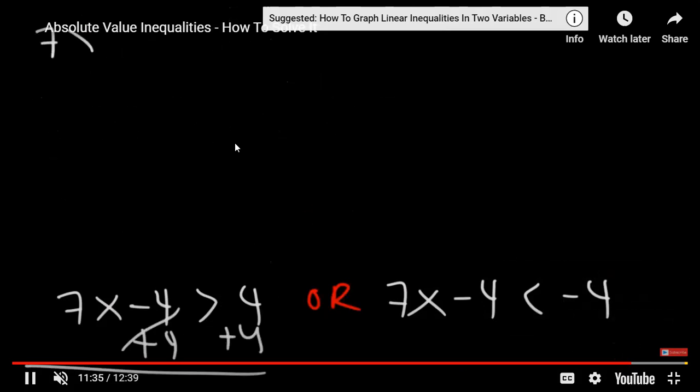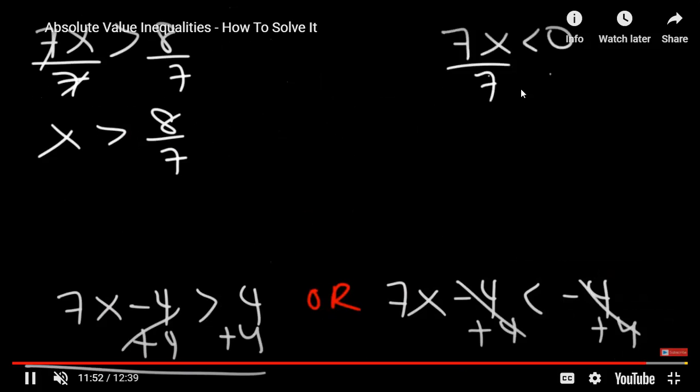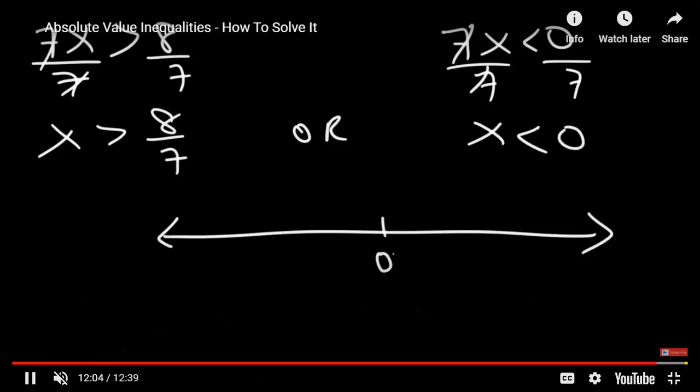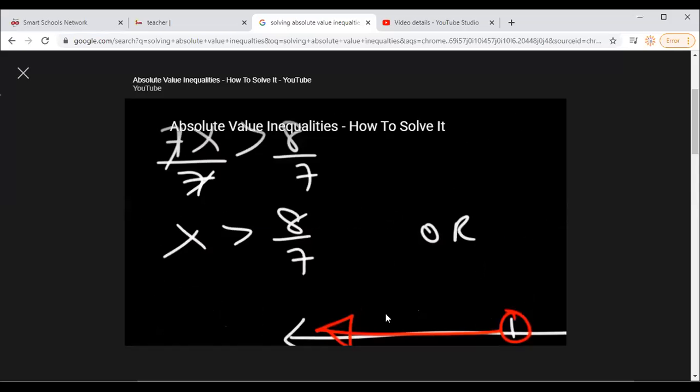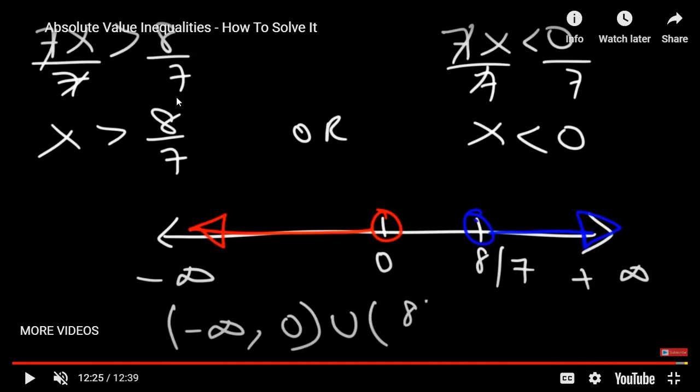Then the answer will be with "or", because it was more than a positive number. So we said that we will use "or". Then we solve: x is more than 8 over 7. For the second one, 7x is less than 0, divided by 7, then x is less than 0. If you want to represent it graphically, you have 0, and then you have 8 over 7, which is more than 1, so it's on the right side. You have an open circle at 0 going left, and an open circle at 8 over 7 going right. Then the answer for this question is x more than 8 over 7 or x less than 0.